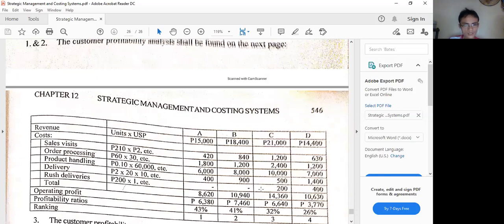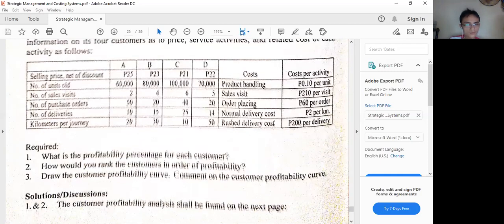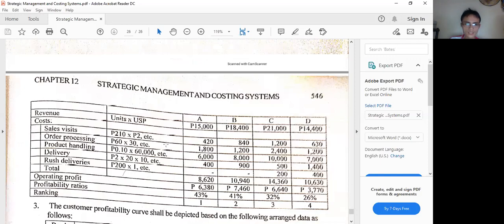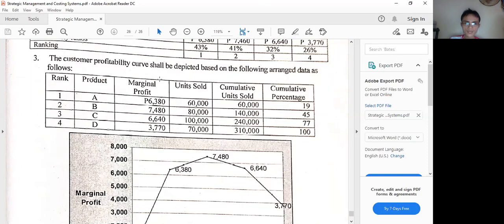It's 0 here, and 200, it's times 2. So there could be some missing item here, like the rush delivery. Probably, let's just say that it's given here in the problem. So anyway, we computed the marginal profit and the units sold. Then we get the cumulative units sold for each so that we would get the cumulative percentage.